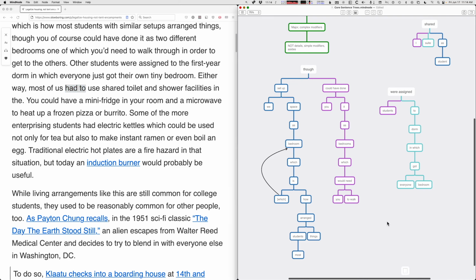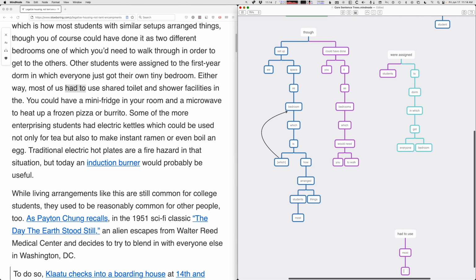So had to use most, and I'll throw in the conjunction this time since it's a simple enough sentence. We have toilet and facilities. And they are shower facilities. But the core word there is facilities. Shower is the modifier.